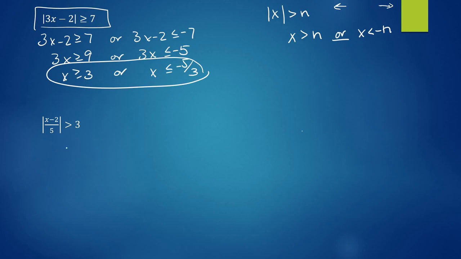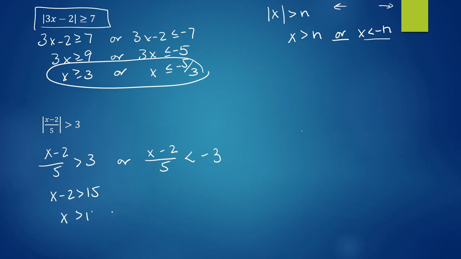Okay, so greater than 3 units away. So x minus 2 divided by 5 is greater than 3, or x minus 2 divided by 5, looking up here, is less than negative 3. Multiply both sides by 5, add 2, and same on this side, multiply both sides by 5, and add 2. All right, and that's our solution.